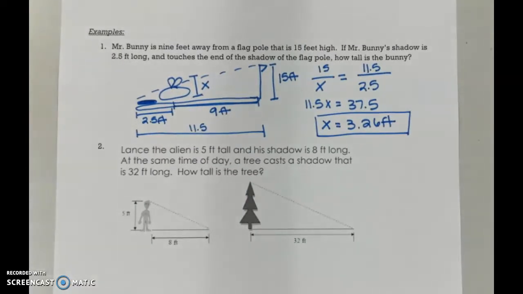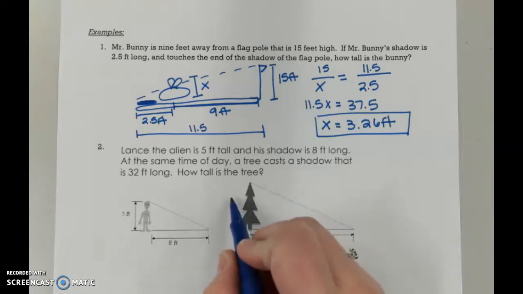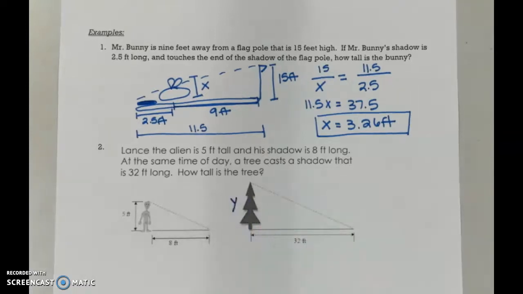Alright, and then number 2, Lance the alien is 5 feet tall and his shadow is 8 feet long. At the same time of day, a tree casts a shadow that is 32 feet long. How tall is the tree? So again, I've got triangles, and I'm going to use assumptions that they're similar to solve for the height of this tree. Let's call it y. So I'm going to set up a proportion.